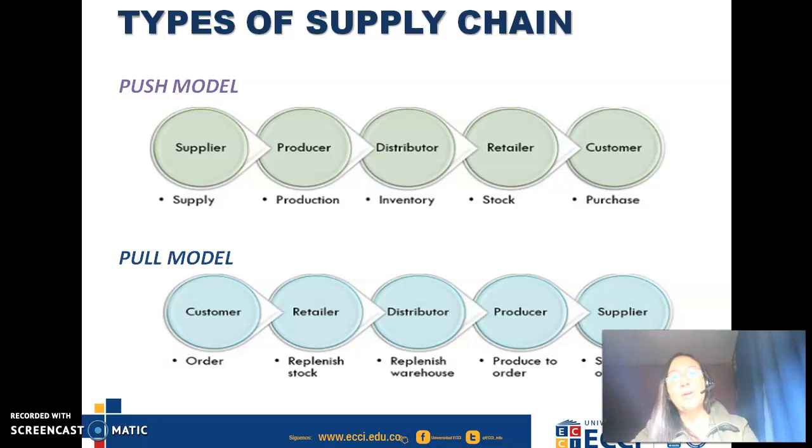These are the types of supply chain. There is the push model. In this model, the actual demand determines the inventory to be produced. And the pull model is the other model, where the customer places the order first. After that, the manufacturing of the products is done.